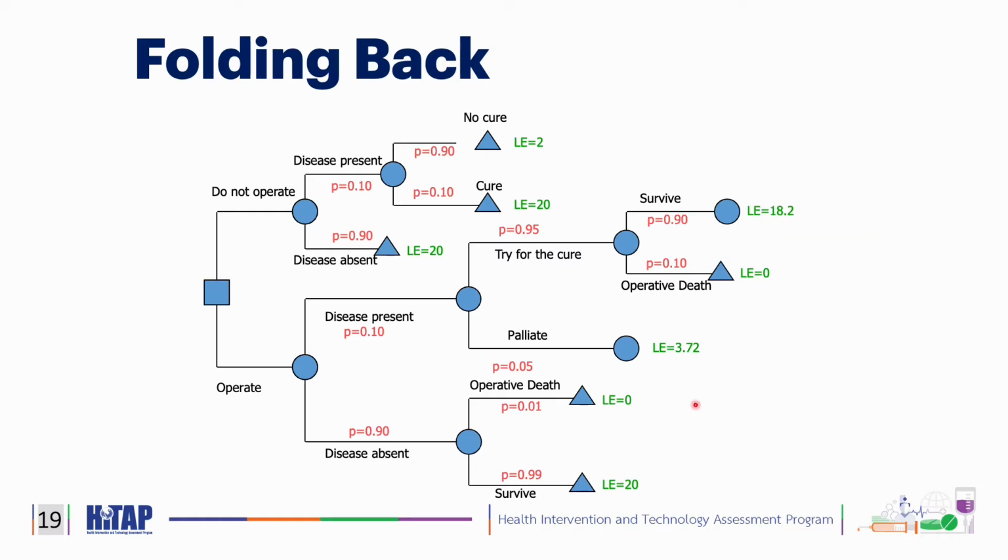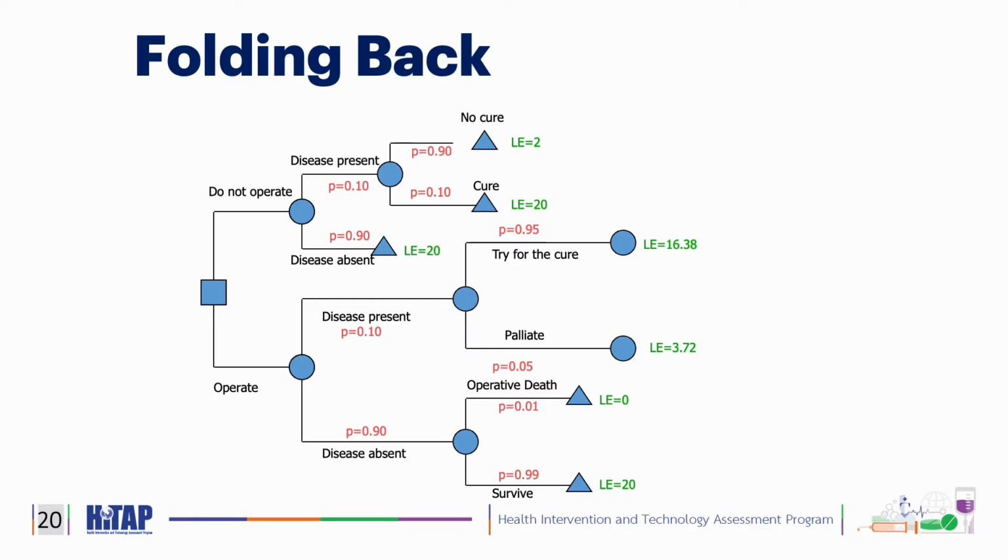Again, we continue folding back. In this case, after we got the 18.2 years here, right? Then we fold back to another step, which is to multiply the probability of surviving here with the life expectancy we have, combined with another probability of death, which is equal to 0. So we got the number here, which is 16.38 years for the patient that operates, where the disease is still present but they try for cure.